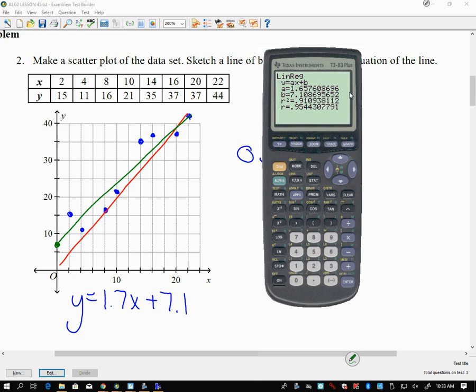Notice this. What is the correlation coefficient? Does it list it there for me? What's the R value? R equals 0.95, right? Is that about what we had? We said 0.9, right? So it's actually a little closer to a line than even what we said.